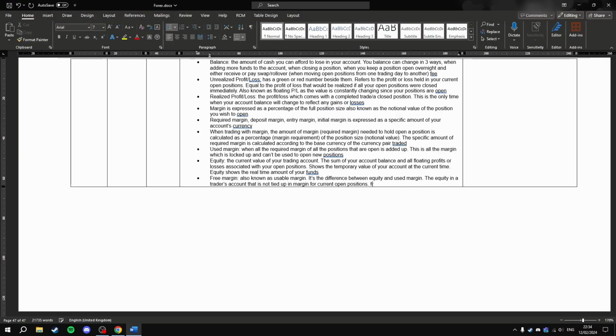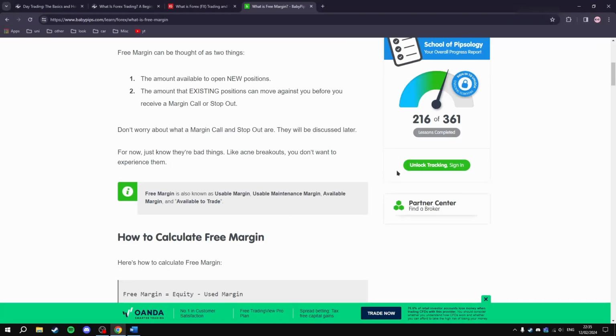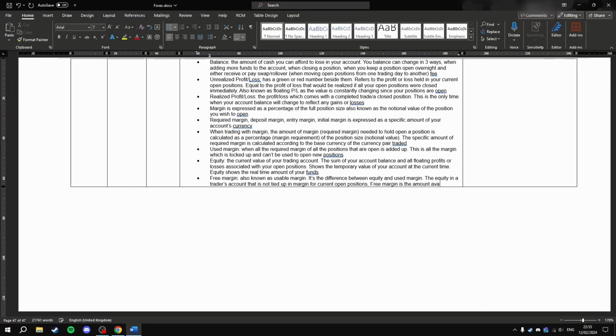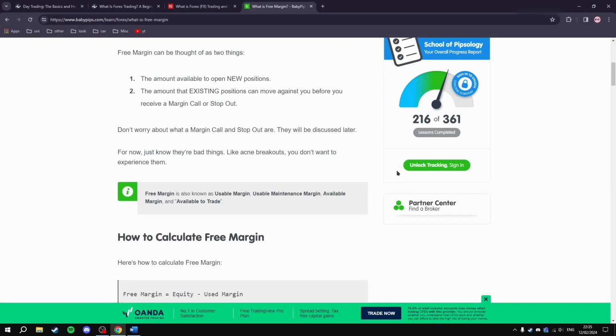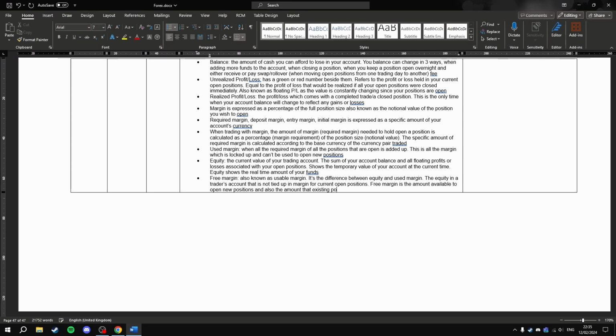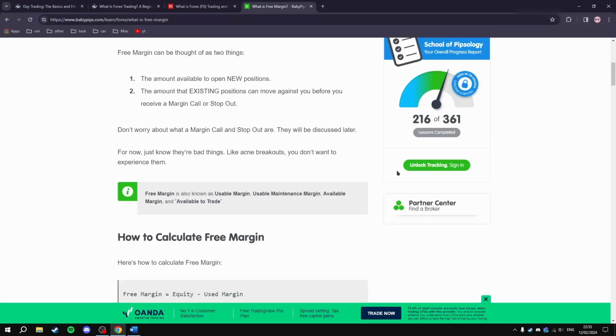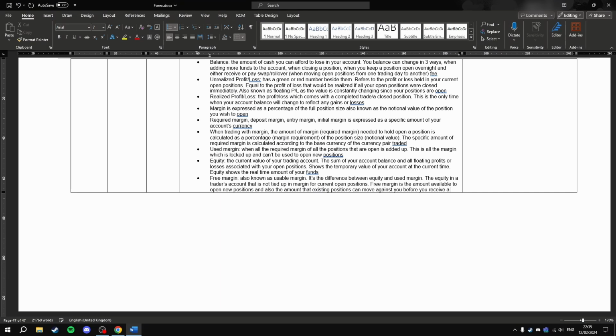So, free margin is the amount available to open new positions and also the amount that existing positions can move against you before you receive a margin call or stop out.